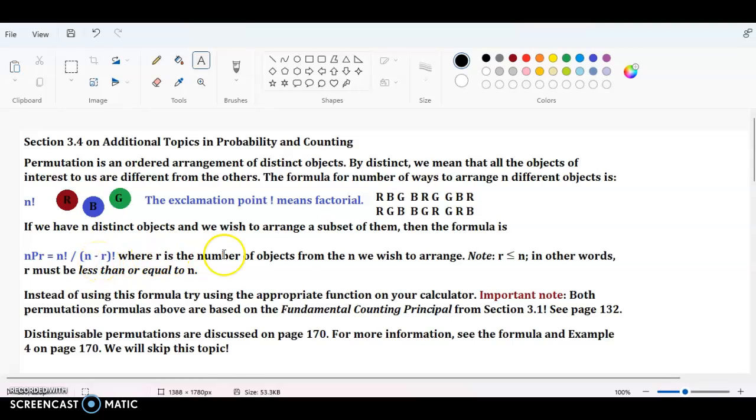Okay, so if we have a bunch of different objects and we want to figure out the number of ordered arrangements of a subset of those objects, then we use this formula. But if you want to arrange all of the objects, then we use the other formula, n factorial. In this formula, r is the number of objects from the n we wish to arrange, and we specify that r must be less than or equal to n. So if we wish to arrange a subset of n items, r of them, then r must be less than or equal to n.